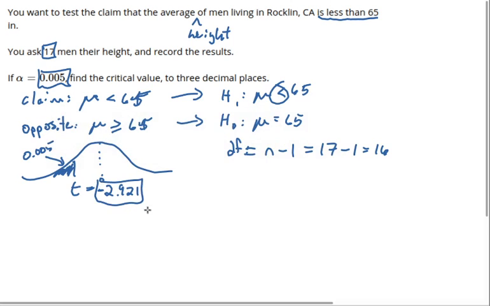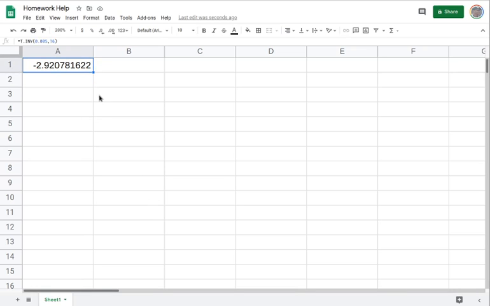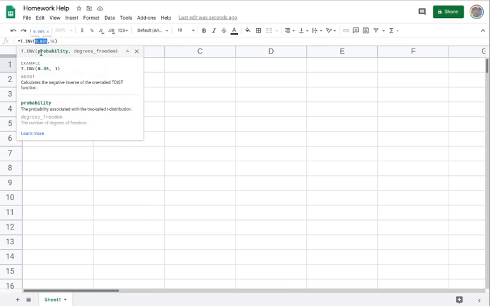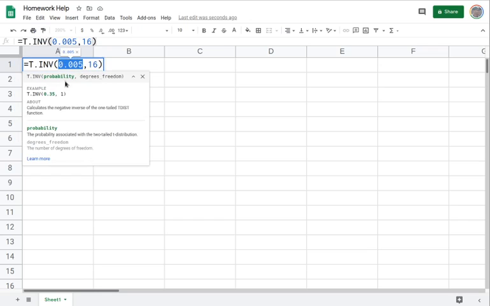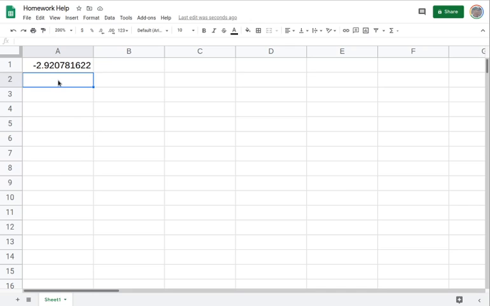Exactly what we got. One thing to point out is the T.INV function gets the t value that has this area to the left, so that has 0.005 to the left. If we were conducting a right tail test, then I simply need to change this to a positive value.